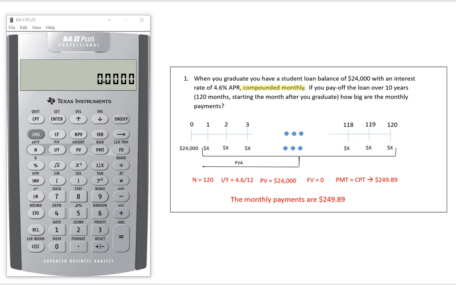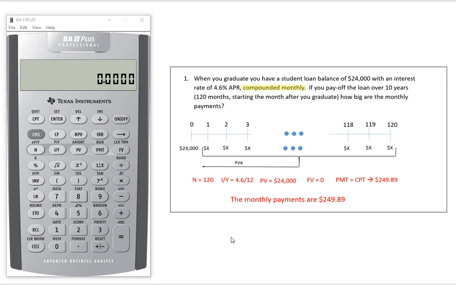In this calculator tips and tricks, we're going to learn how to use the financial functions in our financial calculator. So we have a problem, and I've already drawn out the timelines and the function for you. We have a lump sum, 24,000, and then we have this unknown annuity, and we'd like to figure out what those annuity payments are. So this is a PVA problem, present value of annuity.